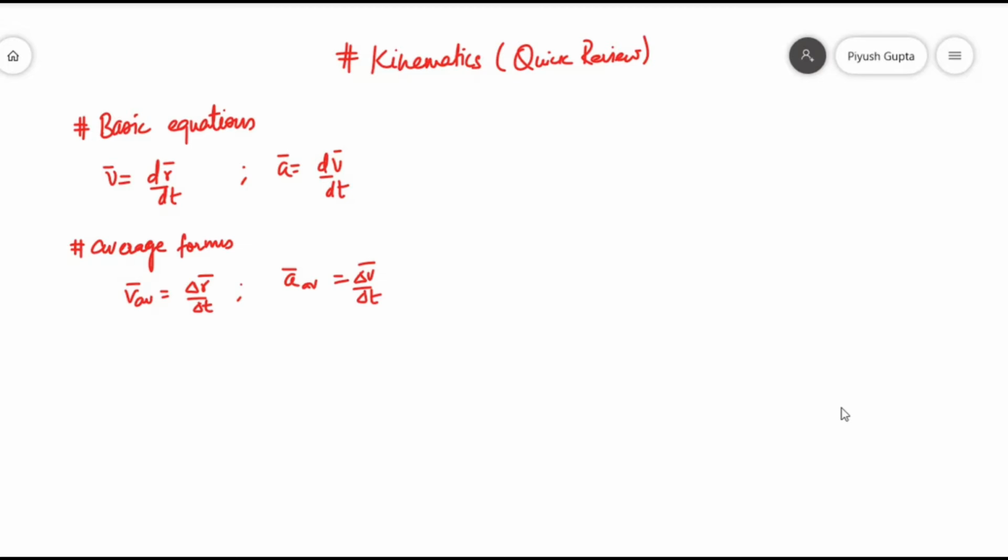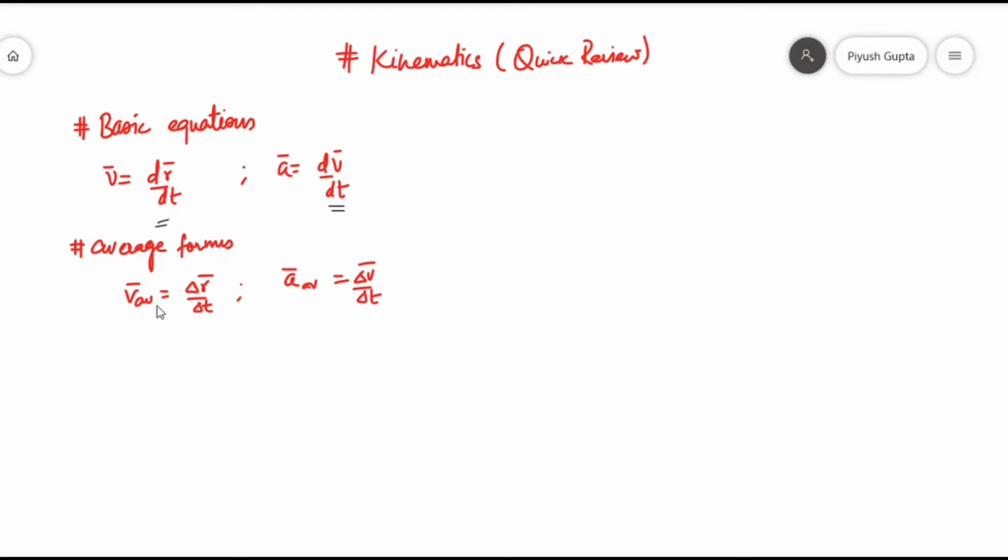Hi, in this video we'll be talking about the basics of kinematics. So this is like a quick review guide. In kinematics we have the basic equation v = dr/dt, and this is instantaneous velocity, and a = dv/dt, and this is instantaneous acceleration. And we also have the average forms.